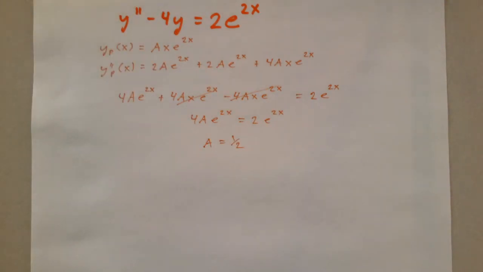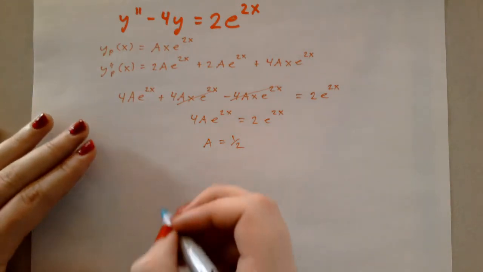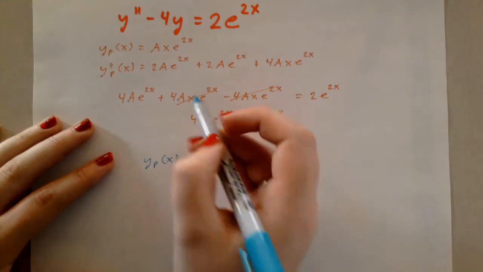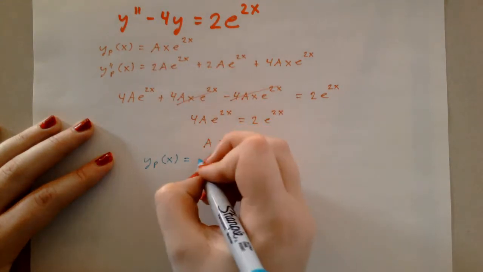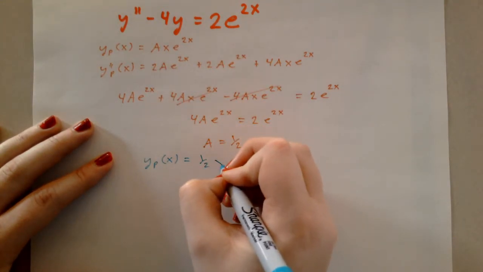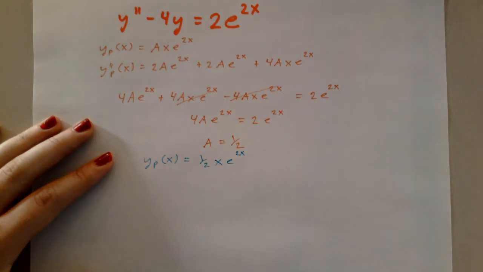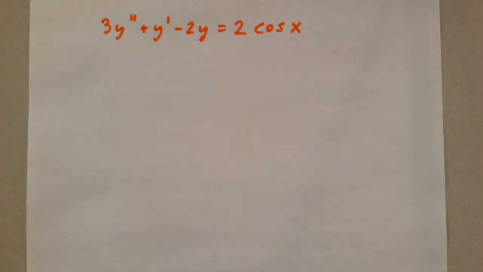Now we know we have a working equation and a value of a, so we can go ahead and write our final version of the particular solution. So our particular solution is going to be this with the 1/2 plugged in. So it's 1/2 x e to the 2x. With that done, we can move on to our third example, which deals with the third rule of thumb that we were given.